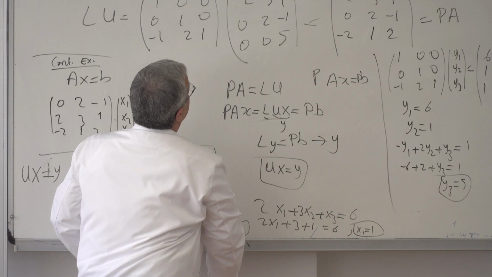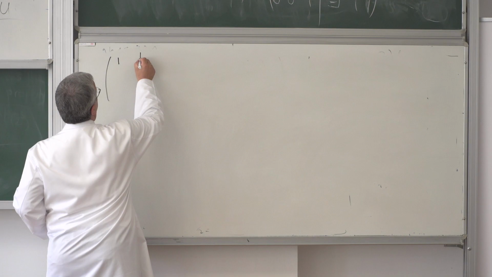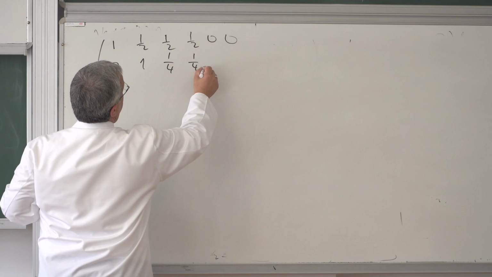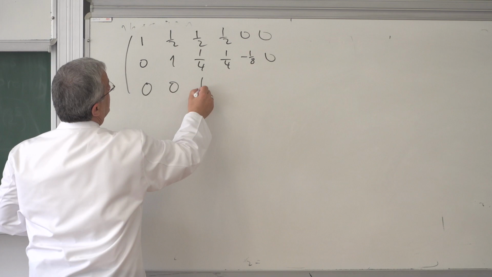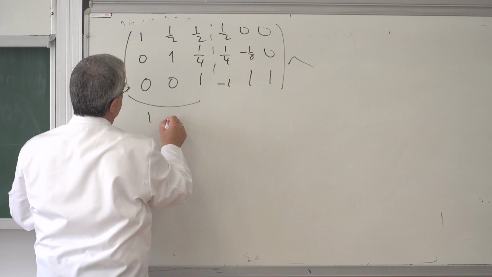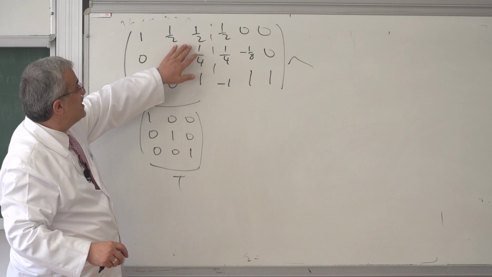I want to continue and finish my computation of my inverse. Okay. So one half, 0, 0, 0, 1, 1, 4, 1, 4, minus 1/8, 0, 0, 0, 1, minus 1, 1, 1. I want to have this part as 1, 0, 0, 0, 1, 0, 0, 0, 1. Okay? Identity. By doing row operations, okay? I can't just erase this and make it identity, right? That's not allowed. You have to do this by doing row operations.